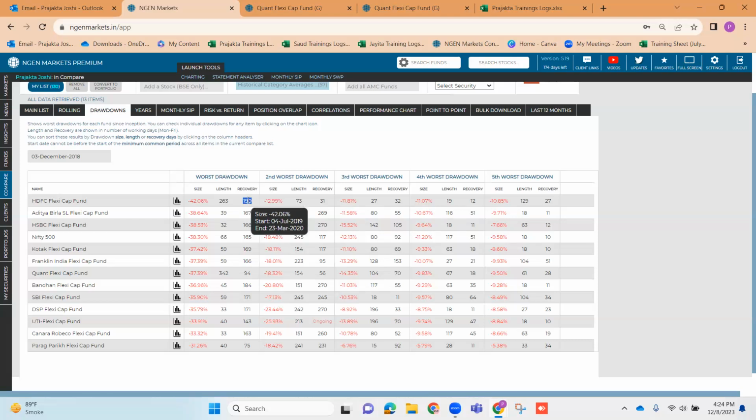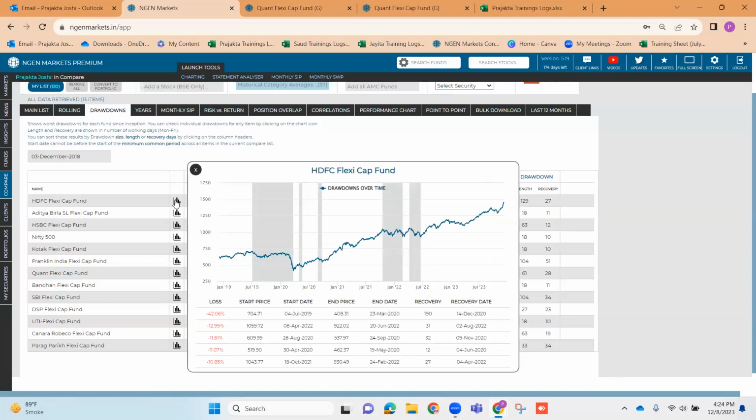These 190 are the number of days taken to recover this loss in entirety. Now, if you want to see the recovery date for that loss, you simply click on this icon that you can see beside the name of the fund. This will give us the loss magnitude, of course, the data that we were seeing here, as well as the recovery date.